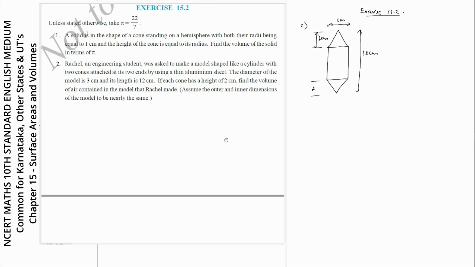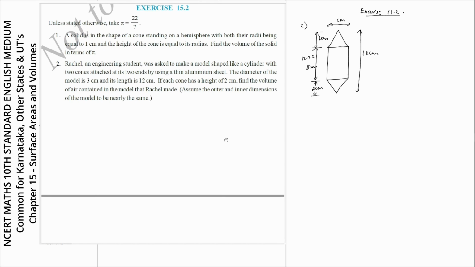2 cm. Now what is the height of this cylinder here? This will be 12 minus 2 minus 2. So 12 minus 2 minus 2 is 8 cm. 8 cm is the height of the cylinder. Now what is the total volume of the model?